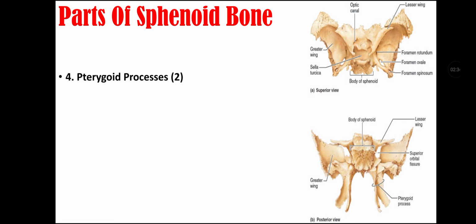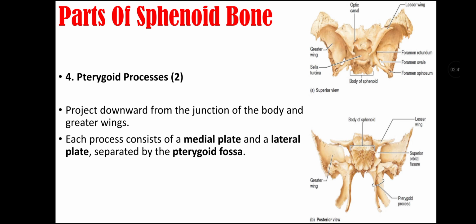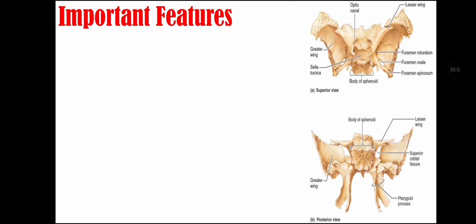Next part of sphenoid bone is its two pterygoid processes that project downward from the junction of body and greater wings. Each process consists of medial plate and a lateral plate that are separated by pterygoid fossa. They provide attachment for pterygoid muscles which are essential for mastication.